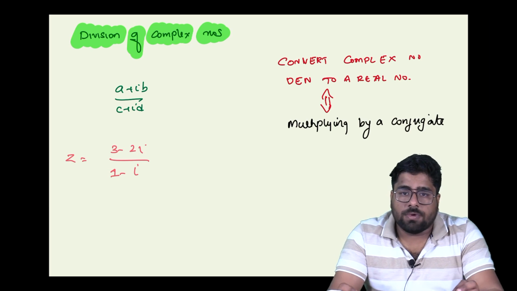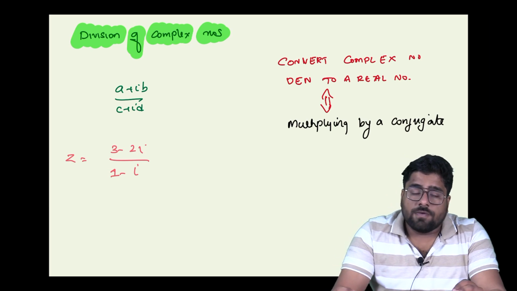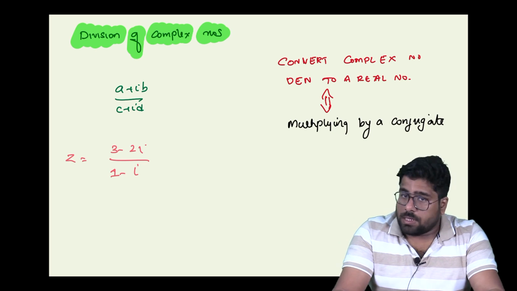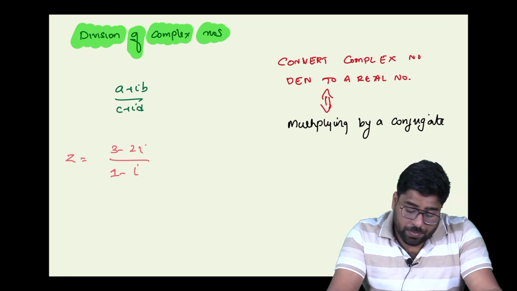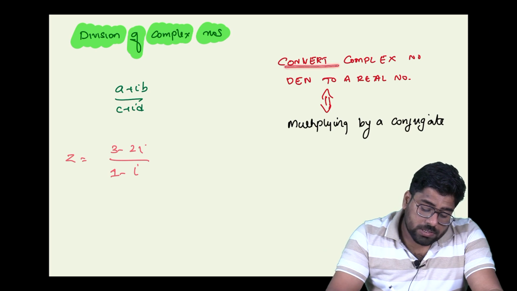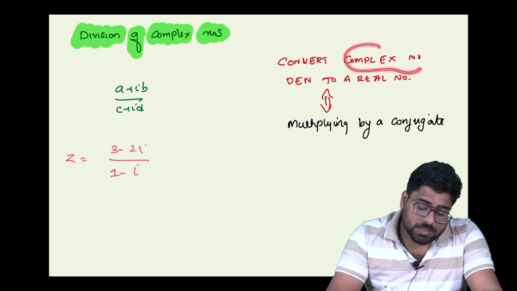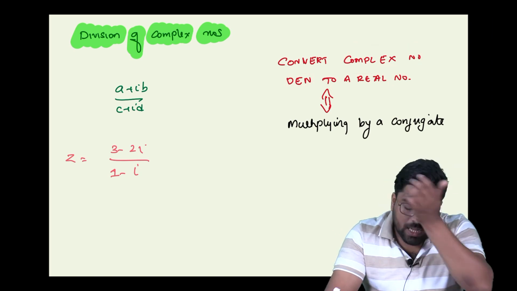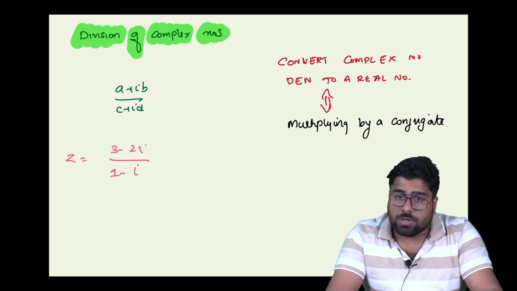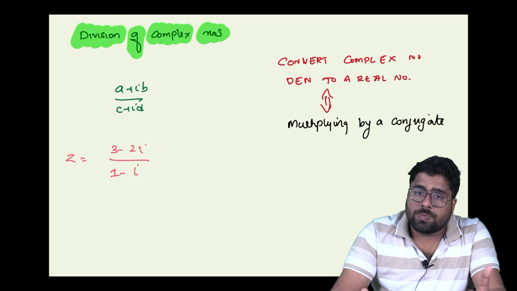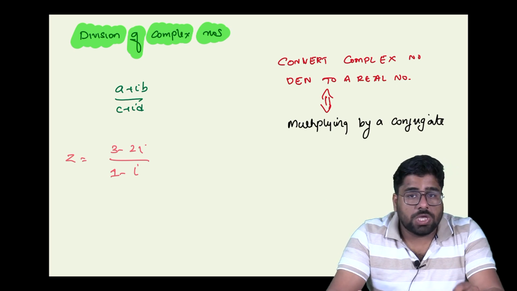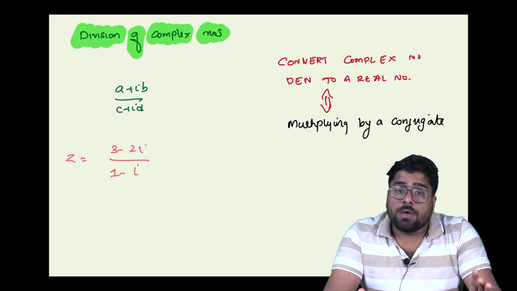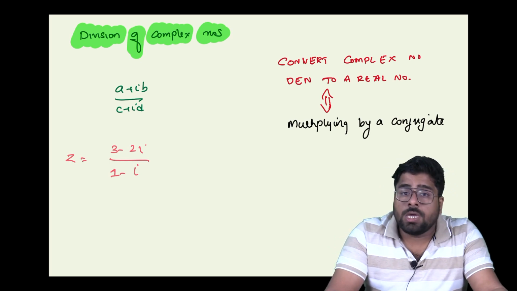As I said, when you first see the division, the first thing that should come to your mind is that you cannot divide a complex number by another complex number. So what do you do? You convert the complex number in the denominator to a real number. Now how do I do that? I do that by multiplying by its conjugate. I also explained to you what a conjugate is. There is a change of sign in the imaginary part without any change in the real part.